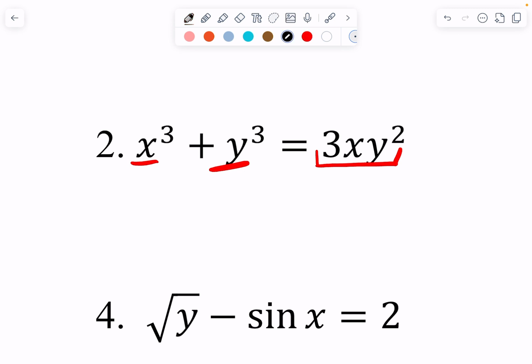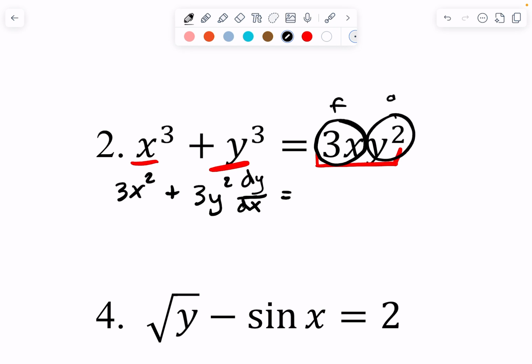All right, here we go. The derivative of x cubed is 3x squared. Dx dx if you want, but you don't have to. Plus 3y squared. This one will need dy dx. Equals, this is going to be my f, this is going to be my g, and I have f prime g plus g prime f.